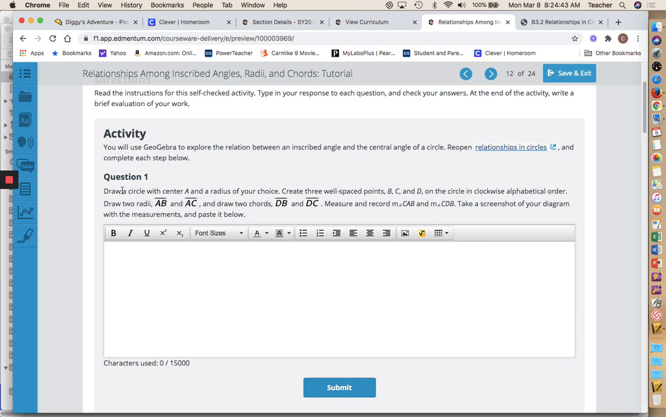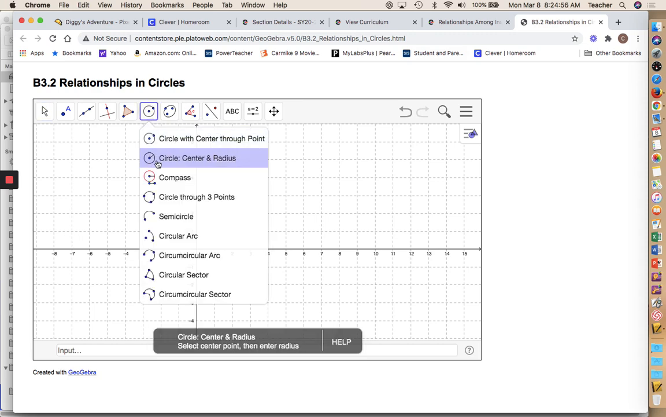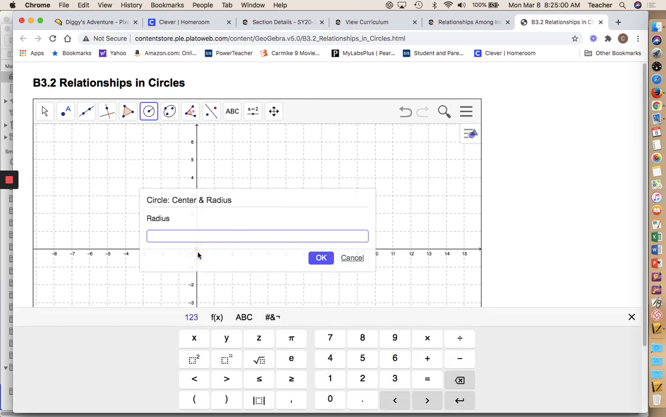Okay, so it says draw a circle with center A and a radius of your choice. Create 3 well-spaced points B, C, and D on the circle, clockwise, alphabetical order. All right, let me draw a circle first. I'm going to come over to the circle icon, select circle with radius. Again, I'm going to do myself easy. So let me do what I did before. I'm going to do a radius of 4.